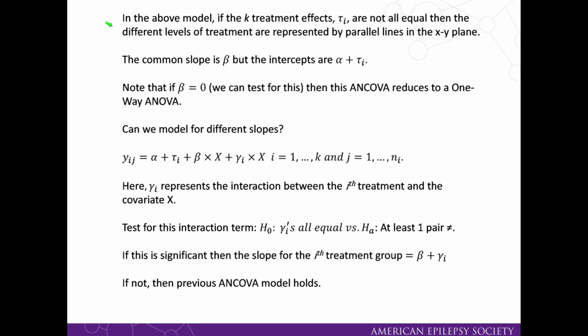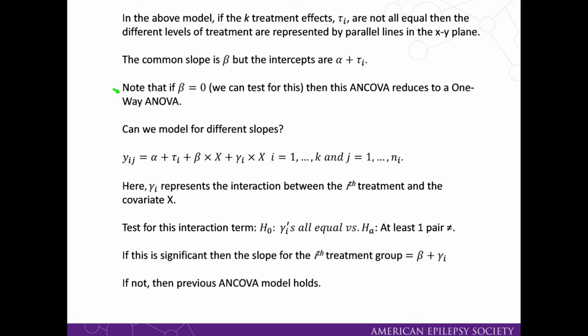In this model, if there are k treatment effects and the tau i's are not all equal, then the different levels of treatment will be represented by parallel lines in the xy plane, because the tau i's go along with intercepts. The slope's not changing. The common slope beta is going to be the same, but the intercepts will be all of these fellows, alpha plus tau i's.